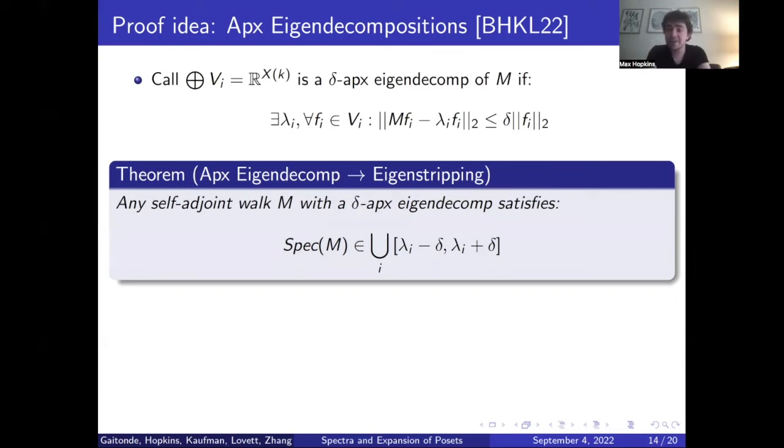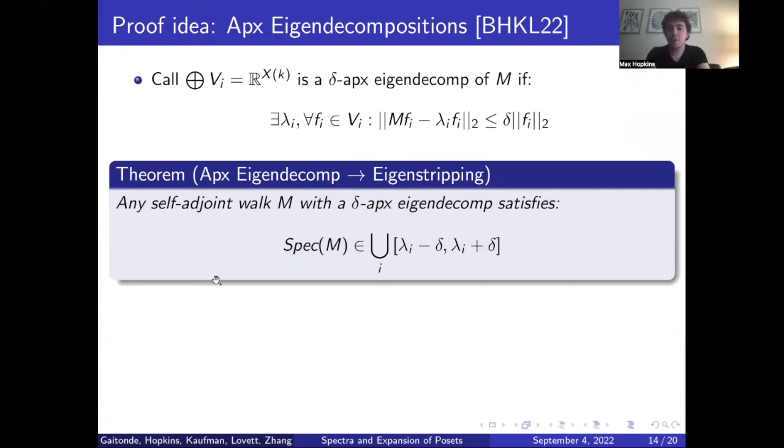We give a tight version that shows if you have what we call a delta approximate eigendecomposition of some walk, which just means you have a decomposition where every function in the decomposition is, in L2 norm, close to being an eigenvector, right? There exists some approximate eigenvalue lambda_i such that ||Mf_i - lambda_i f_i|| is small in L2 norm, so it's almost an eigenvector.